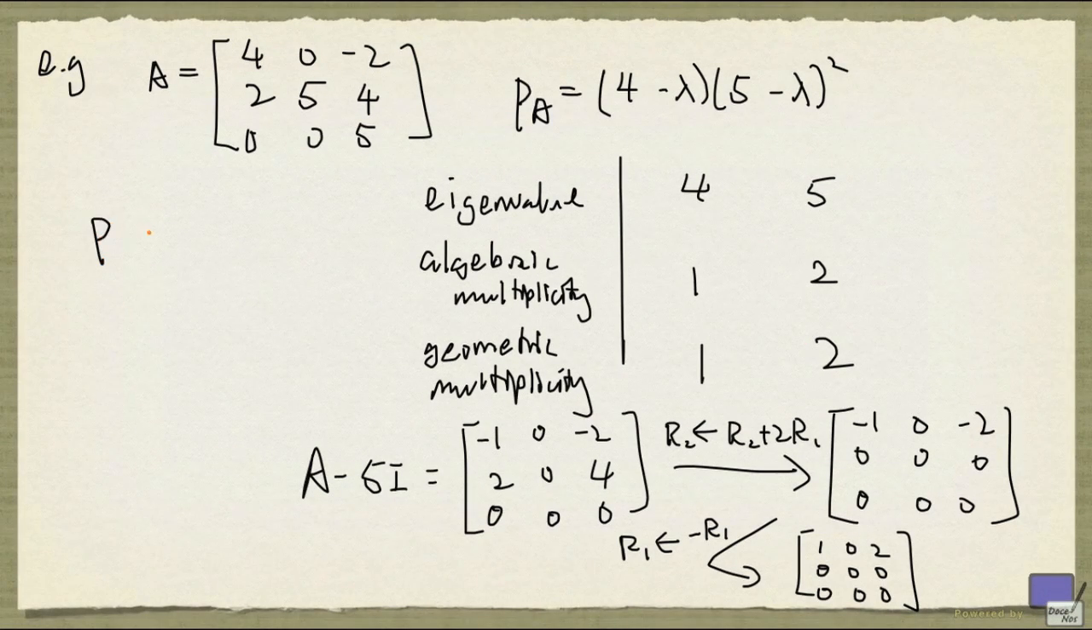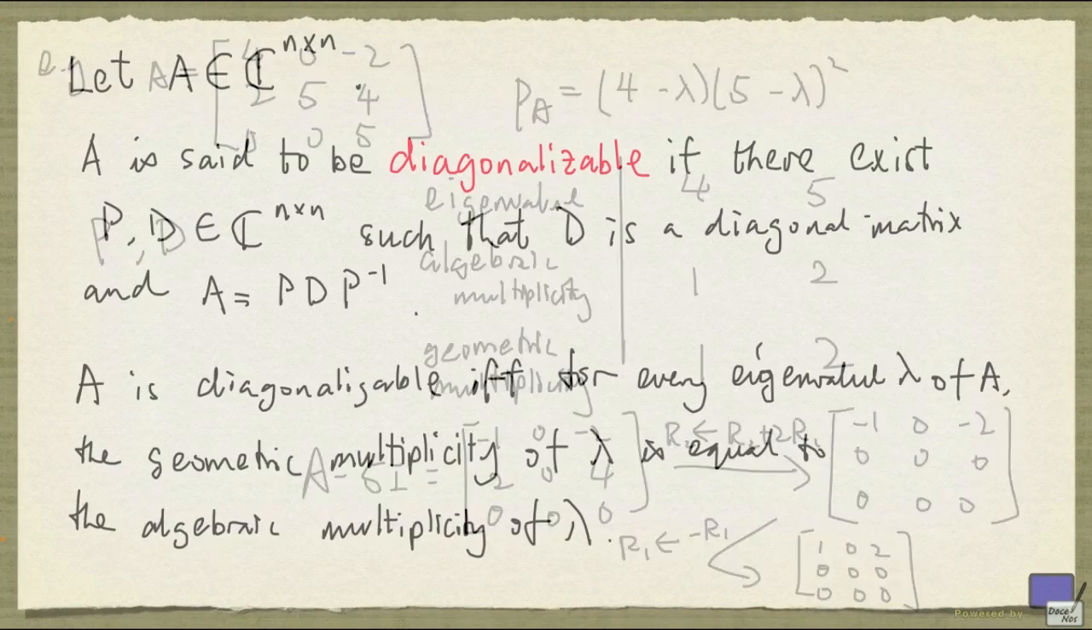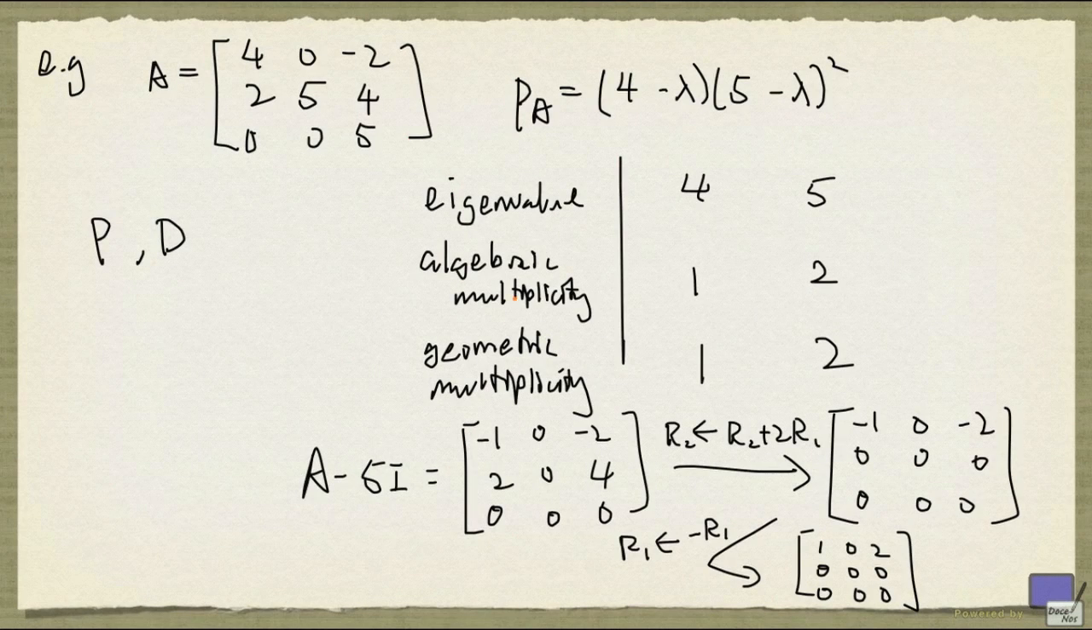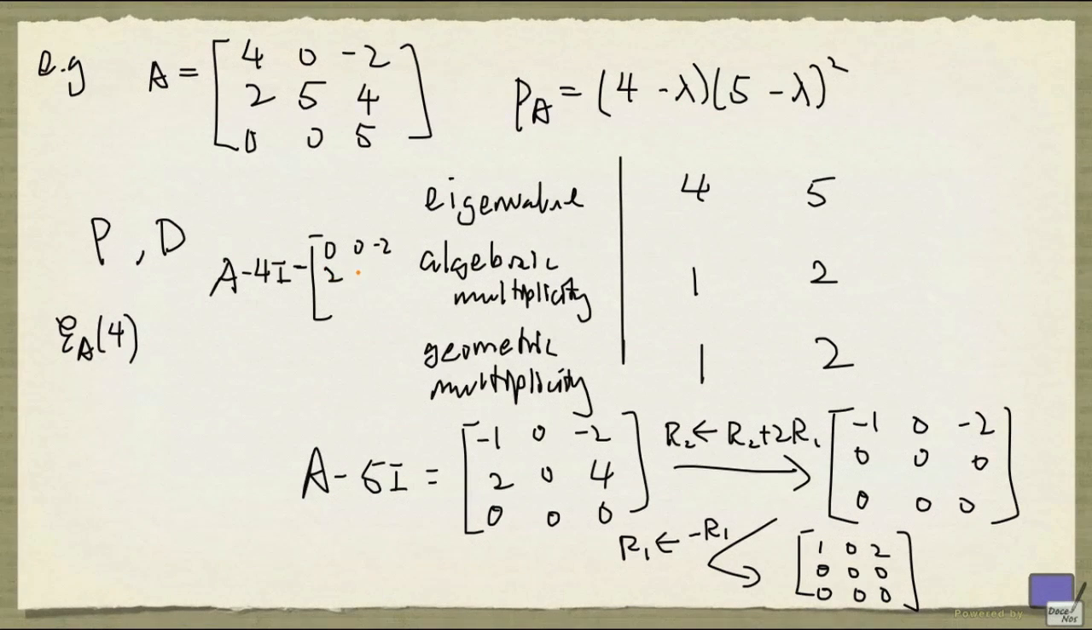Now the question is, how do we find the matrices P and D as required by the definition? This is what we're going to do next. The way to do it is we first find a basis for the eigenspace for each eigenvalue. For the eigenspace for the eigenvalue 4, we need to look at the matrix A minus 4I, and clearly I can take the vector (minus 1/2, 1, 0).